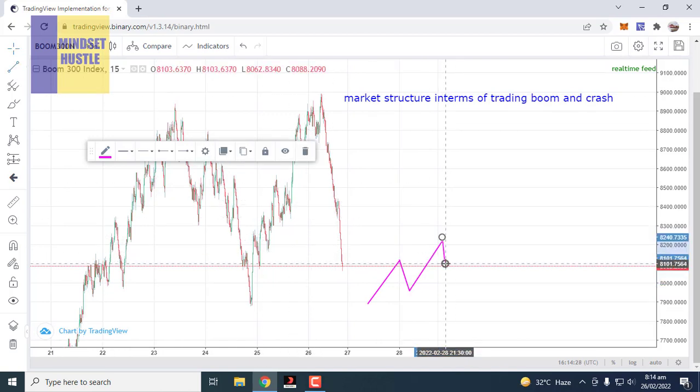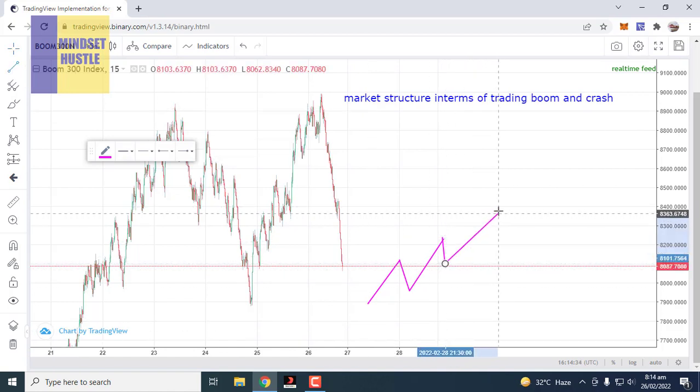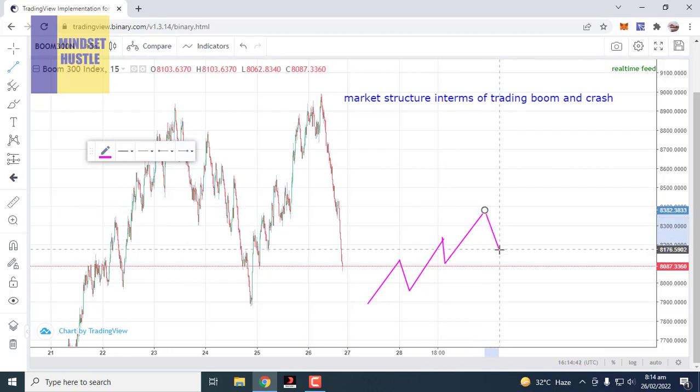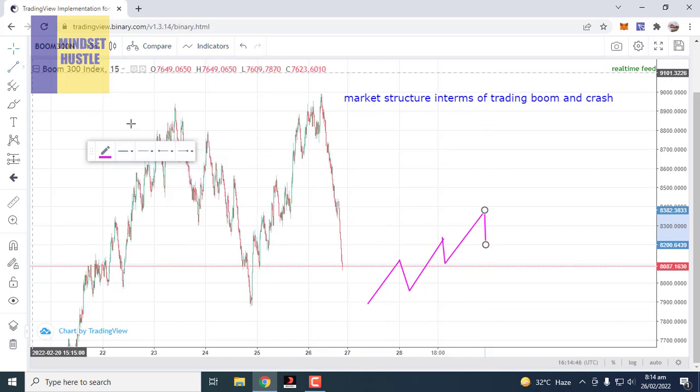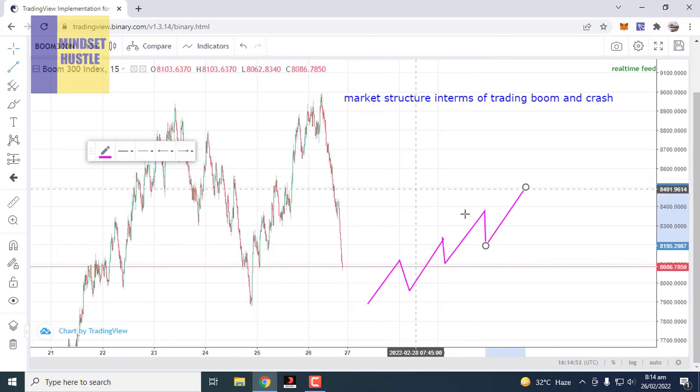Now as the market makes this series of highs and lows, it is doing something we call forming structure and breaking structure at the same time. So the market forms structure and the market breaks the structure.